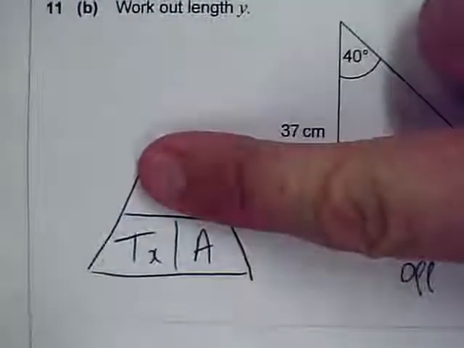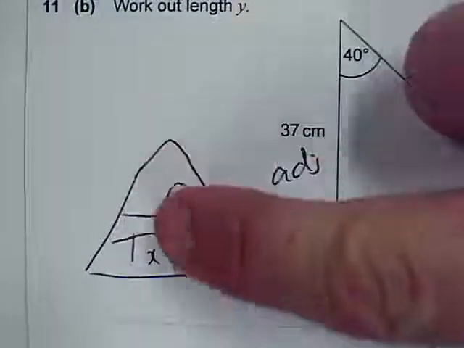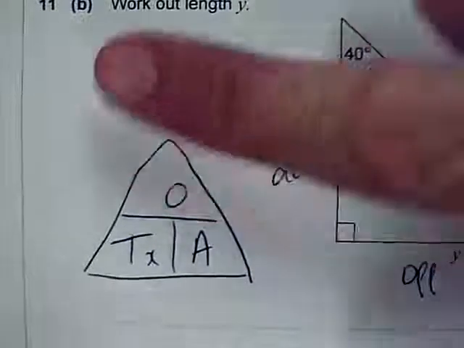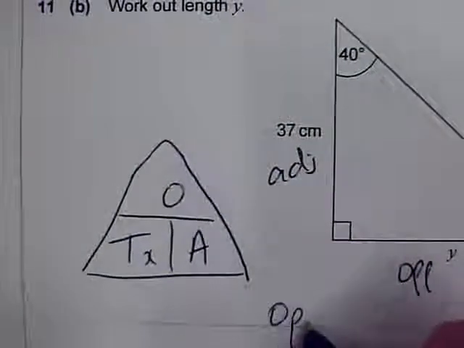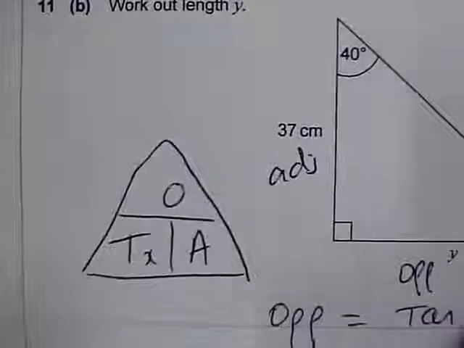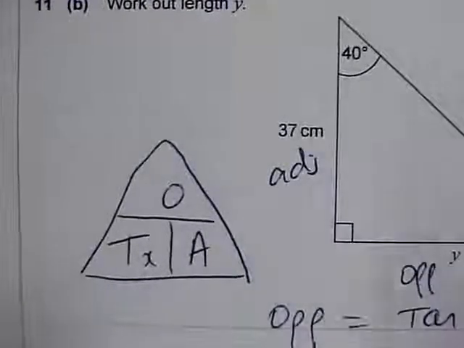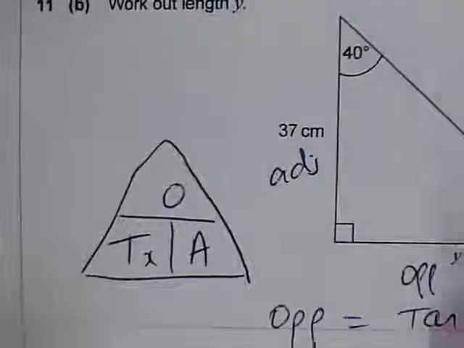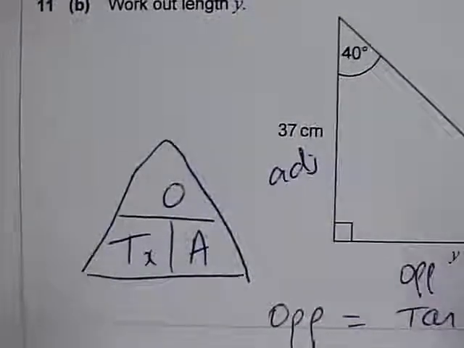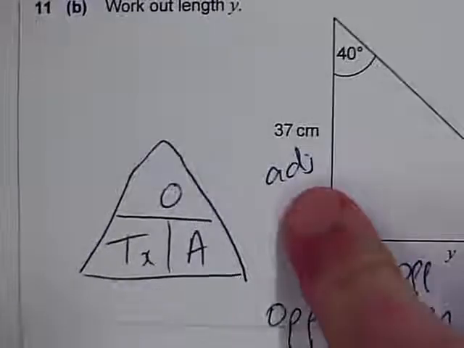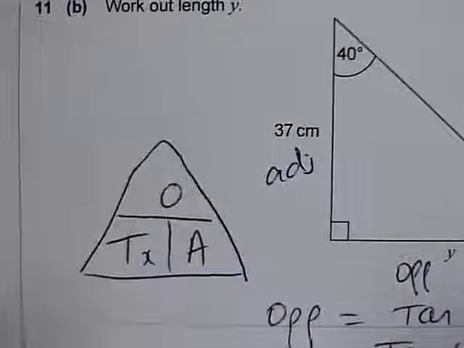So I'm going to cover up the opposite, and I can now see, remembering that this means times, that it's tan of the angle multiplied by the adjacent. I'm going to write that down first. So the opposite equals the tan of the angle multiplied by the adjacent. So tan of the angle, well, the angle was 40, so it's tan 40, multiplied by the adjacent, which was 37.